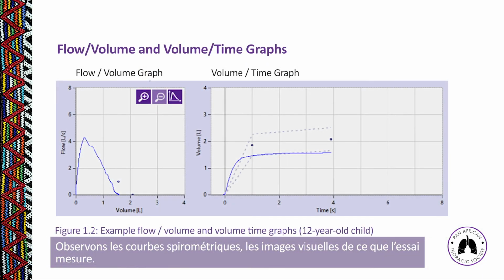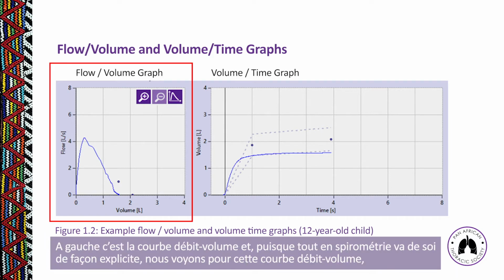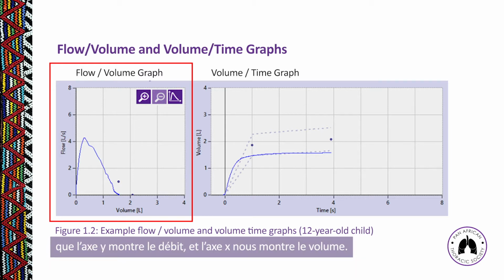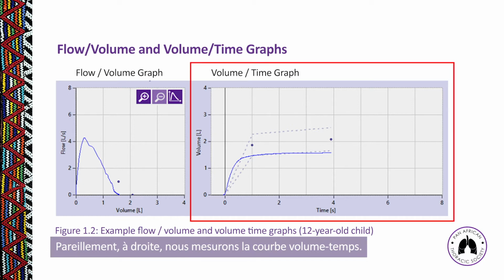Now, what is important is looking at the graphs of spirometry. These are the pictures of spirometry, the visual images, which illustrate exactly what is being measured. So if you look at the graph on the left-hand side, that is the flow volume graph, and everything in spirometry is self-explanatory. So if the graph says flow volume, that's because the graph is showing us on the y-axis flow and on the x-axis volume. And in the same way, we are looking on the right-hand side. If you look at the right-hand graph, we are measuring volume over time.